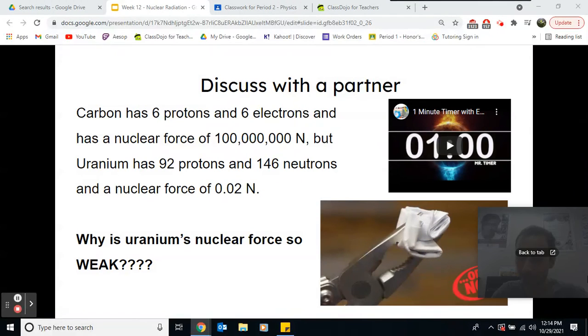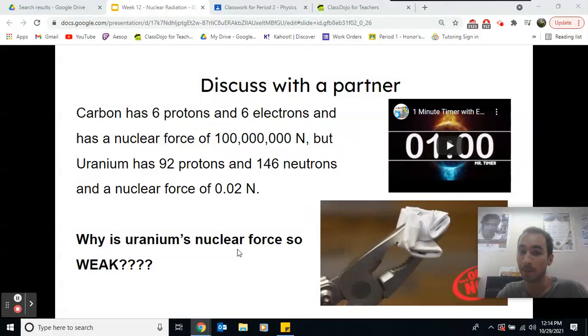So based on that, why do you think carbon with 6 protons and 6 neutrons has a very strong nuclear force, 100 million newtons? That's how strong the nuclear force is. But uranium, a really big atom, has 92 protons and 146 neutrons. Their nuclear force is really weak. So this is hung on to really tight. This one, not very strong at all. Barely able to hold on. Why is uranium's nuclear force so weak? Pause now, try and think about it. Okay?